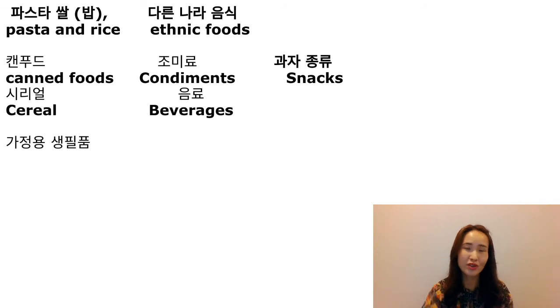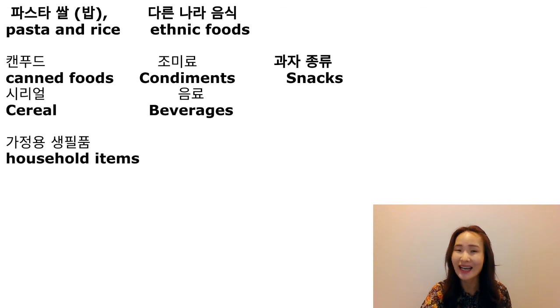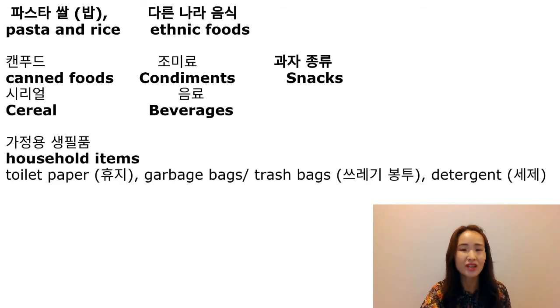And then also, you go to the supermarket to buy toilet paper, buy the detergent that you need at home, right? Those sections we usually say household items. Household items. So if you go to the household items section, there is toilet paper, garbage bags, trash bags, or detergent, right? So that's where they are.